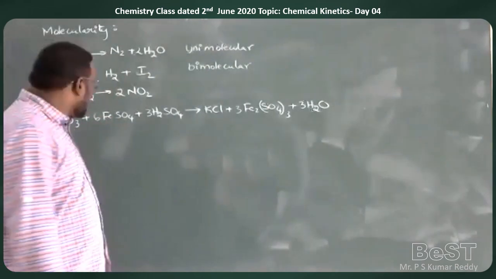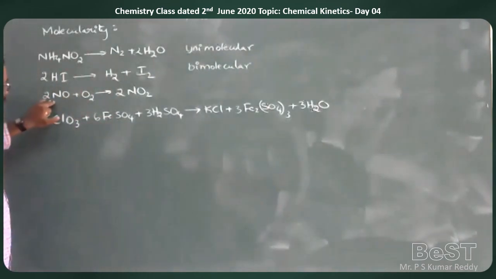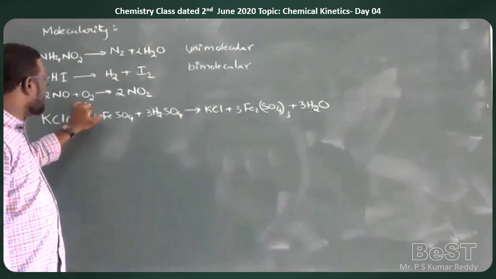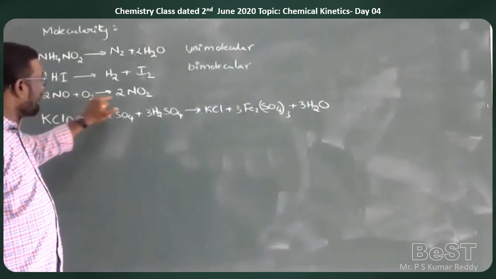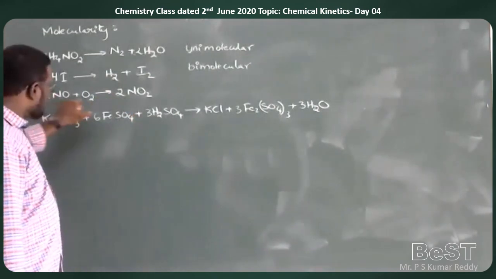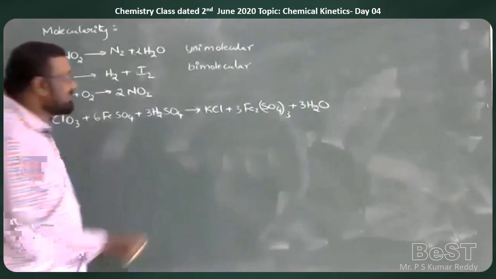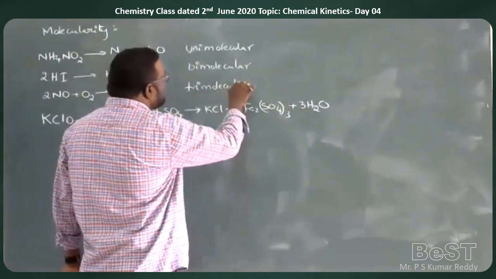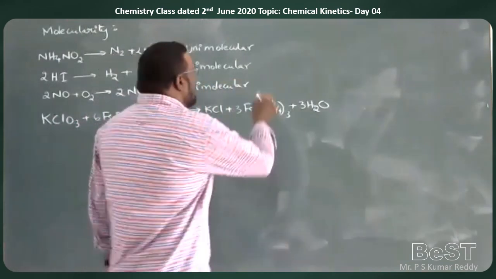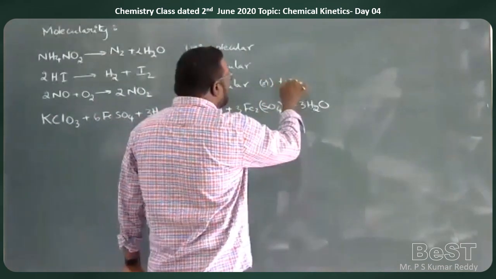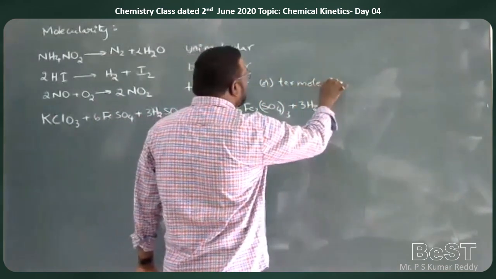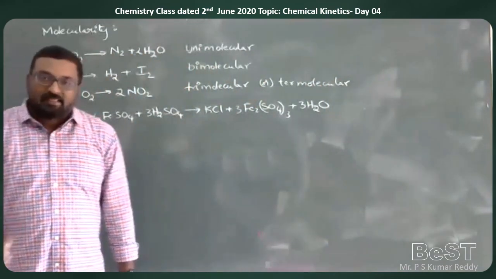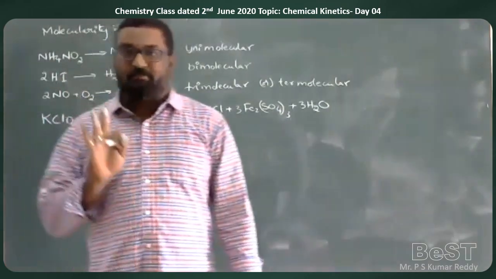In the same way, if you see the third example, two molecules of NO react with one molecule of O2 to produce 2NO2. Here, 2 plus 1, 3 molecules are participating in the reaction. Then it is trimolecular. In some other contexts, they also use the word termolecular, where the molecularity of that reaction will be 3.